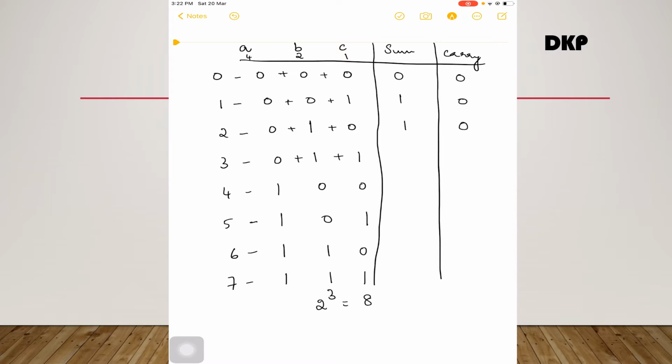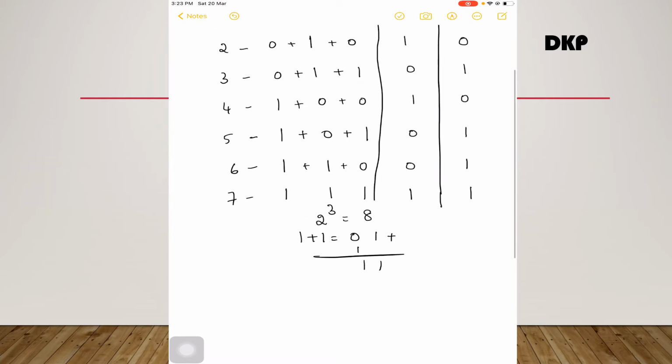0 plus 1 plus 1 is 0 with 1 carry. 1 plus 0 plus 0 is 1 with 0 carry. Again 1 plus 0 plus 1 is 0 with 1 carry. 1 plus 1 plus 0 is 0 with 1 carry. And the last one, 1 plus 1 plus 1: 1 plus 1 will give you 0 with 1 carry. Add a 1 to this so that you will get 1 with 1 carry.